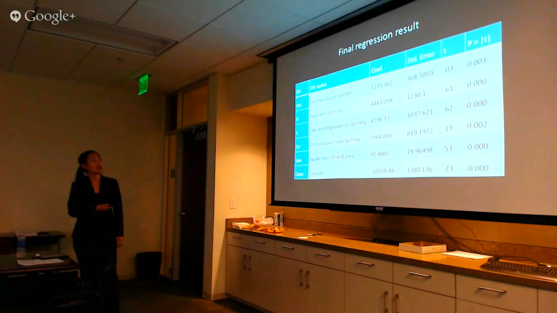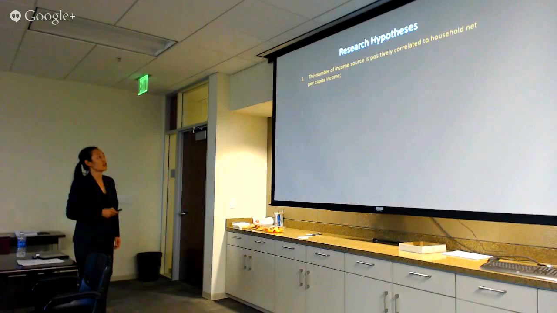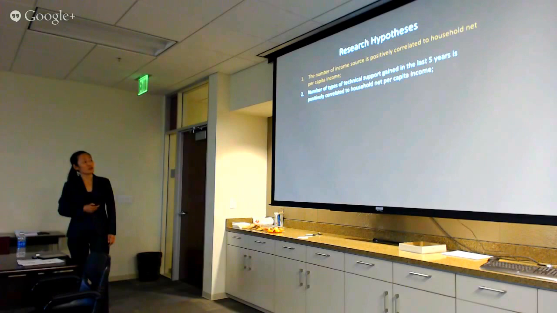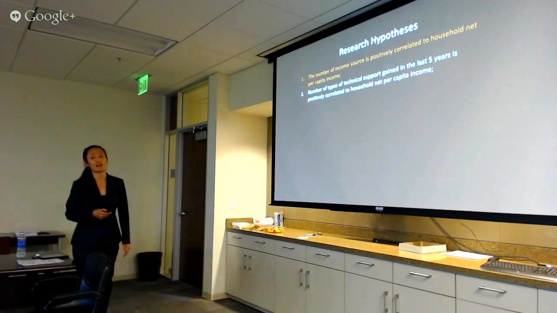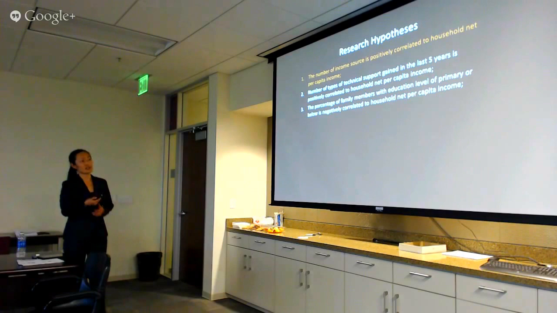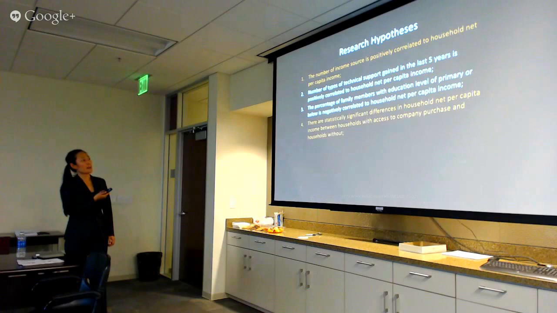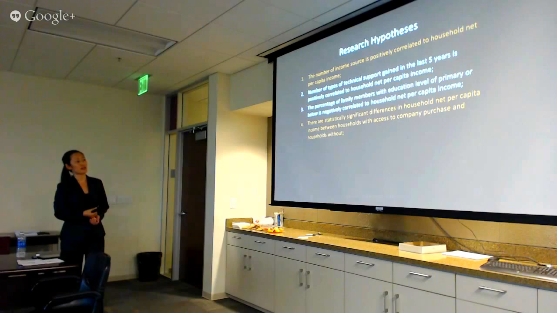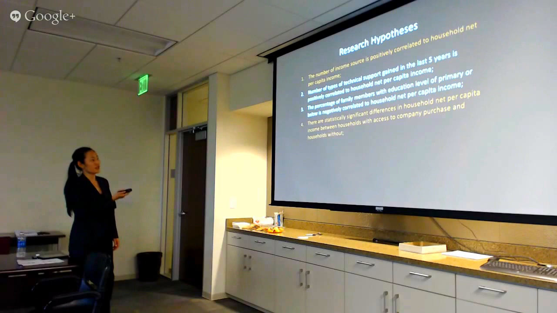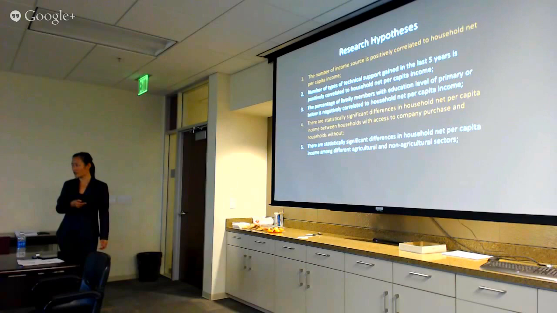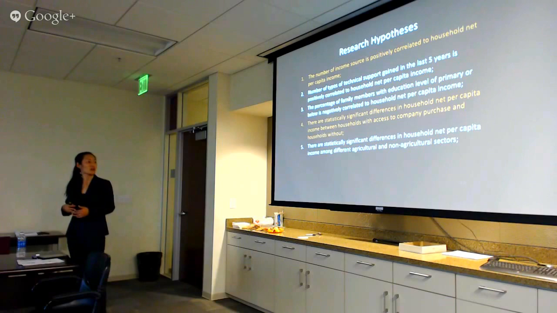I want to, based on this result, let's go back to my research hypothesis. So number of income source is certainly positively correlated to household and net per capita income. And a number of technical supports gained, I didn't find any significant association. For the education, I didn't find any significant results. For household with access to company purchase and those not, there was significant difference. For different agriculture and non-agriculture sectors, which means farmer, livestock raiser, and also ecological migrants, I didn't see significant difference.